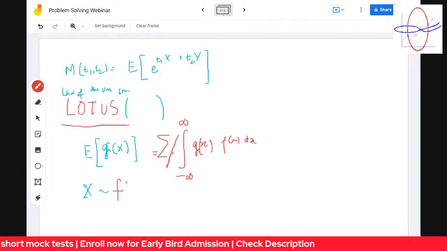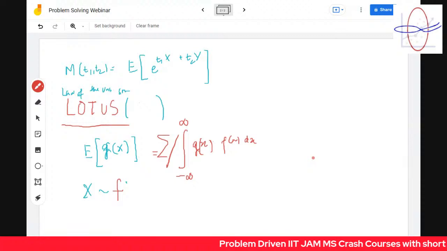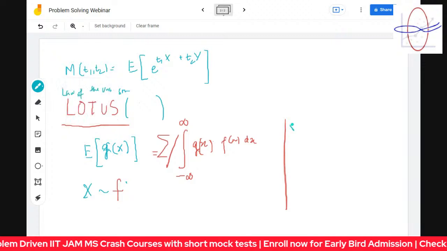So to find the expectation of g(X), we need not find the distribution of g(X). This is the basic idea. To find the expectation of g(X), we need not find the distribution of g(X). So this is the hint, this is the star idea.